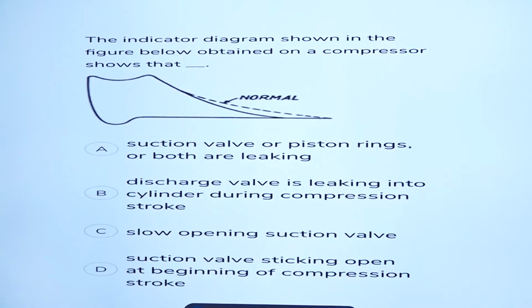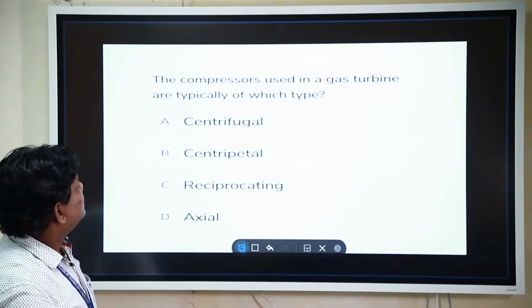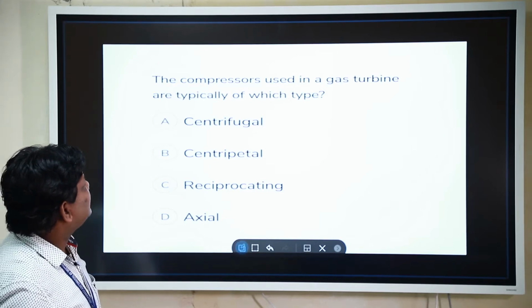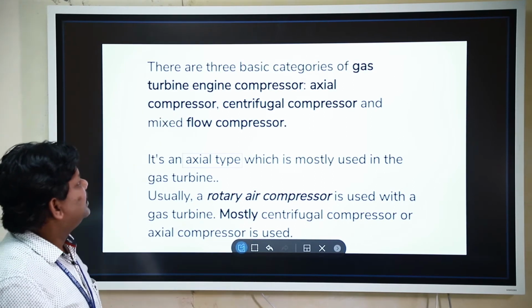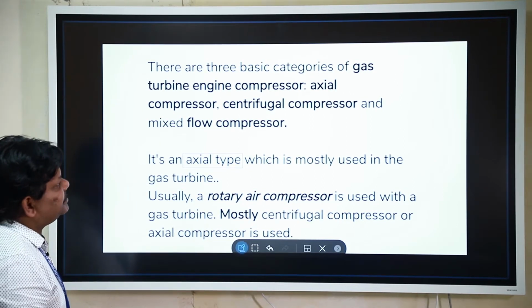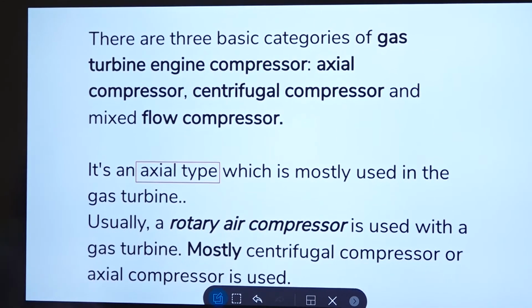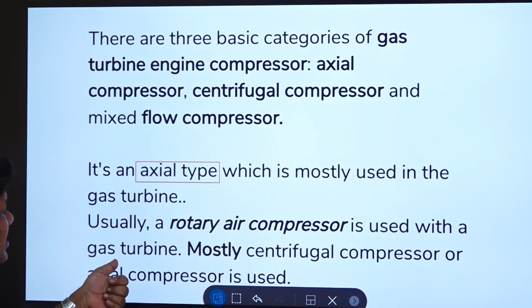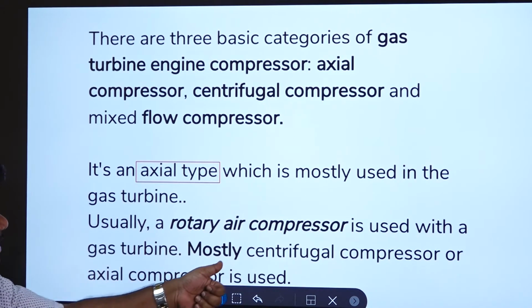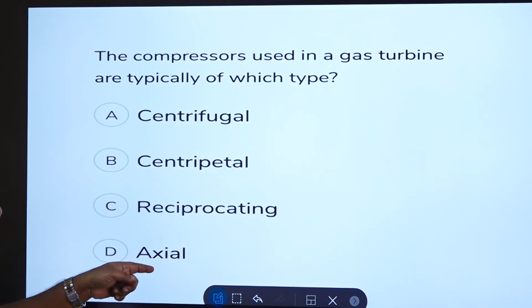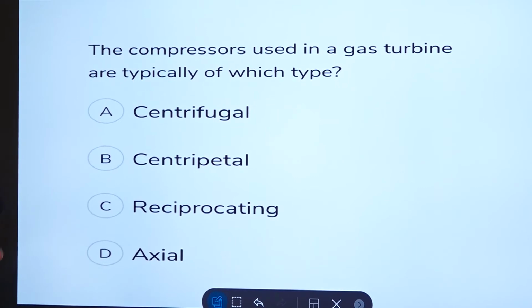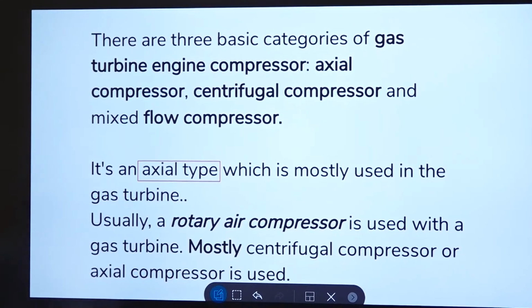The next one: the compressors used in a gas turbine are typically of which type? There are different basic categories of gas turbine compressors: axial, centrifugal and mixed flow. A rotary air compressor is usually used with a gas turbine, and mostly a centrifugal or axial compressor is used. So you can answer centrifugal or axial compressors.